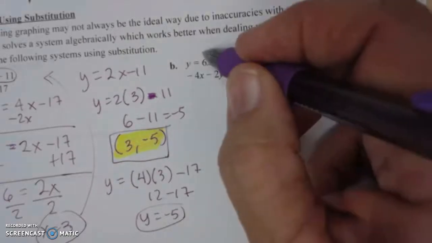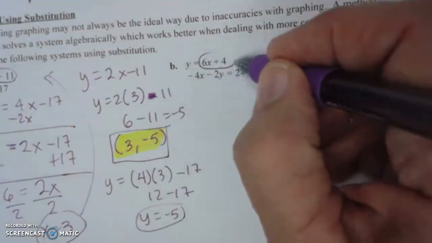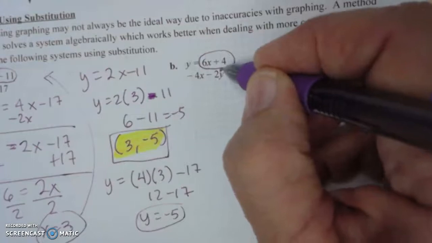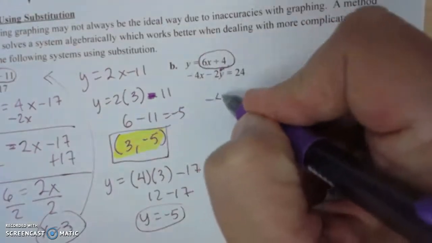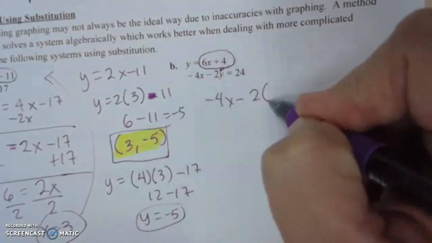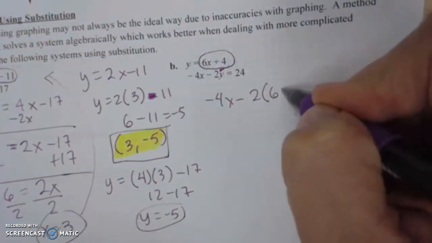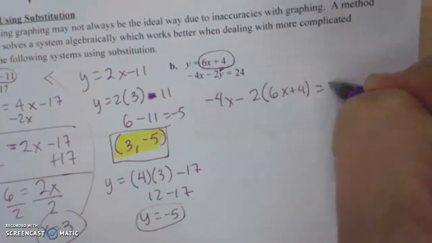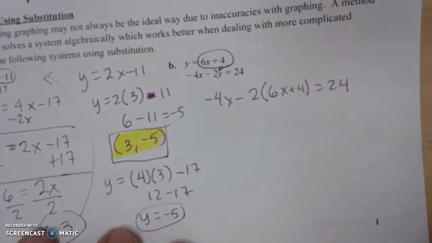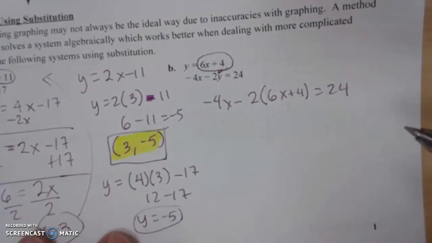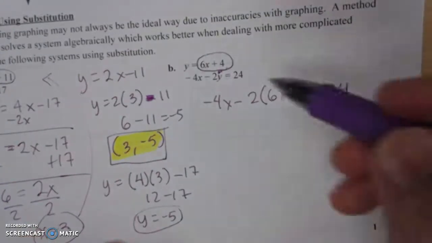So I'm going to actually take this term right here. I'm going to plug it in for y. So I'm going to rewrite the bottom one. Negative 4x minus 2 times whatever y equals, which is 6x plus 4, equals 24. And then we're just going to solve using the skills we learned in Integrated Math 1.